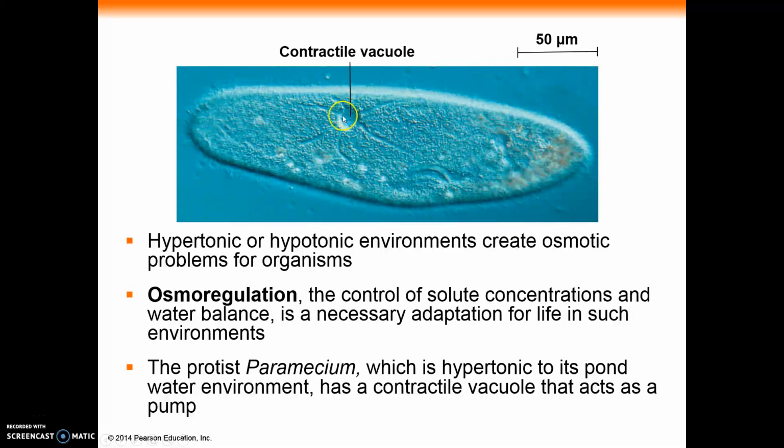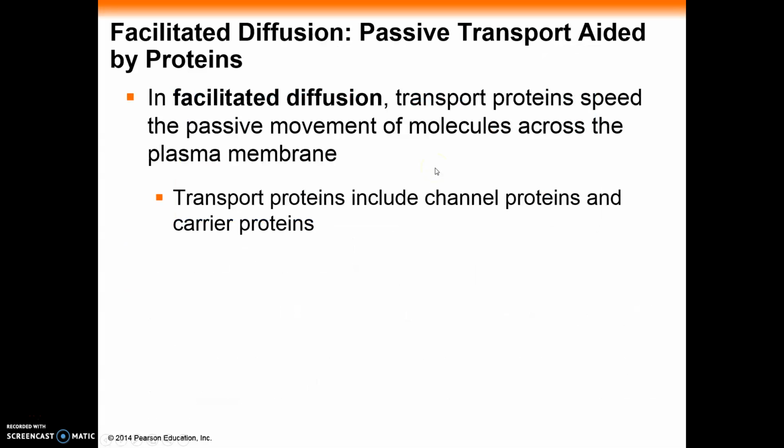What it does is it actually has a special organelle called a contractile vacuole, which utilizes actin filaments and myosin to contract and actually squeeze water back out. Okay, so it kind of actively pumps the water back out so that it doesn't burst.